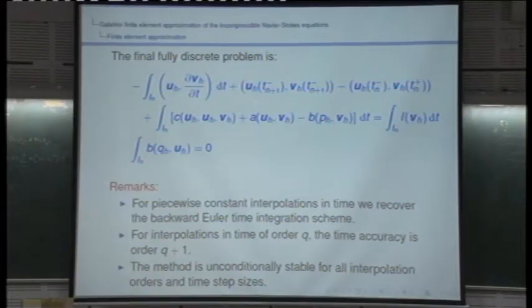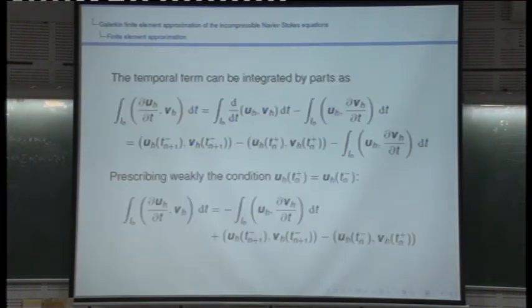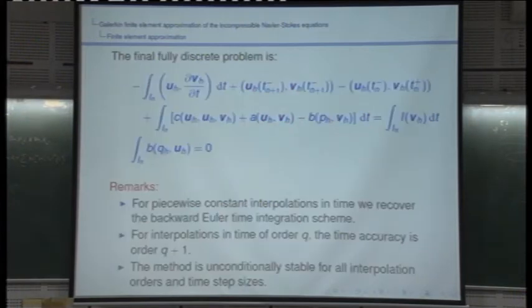So that's the final method. The final fully discrete problem is this one. So we have that term, which is this one that remains. We have those two terms that are rewritten here, and then the rest of the terms. This is the space-time Galerkin formulation, using finite elements both in space and in time, but discontinuous in time.